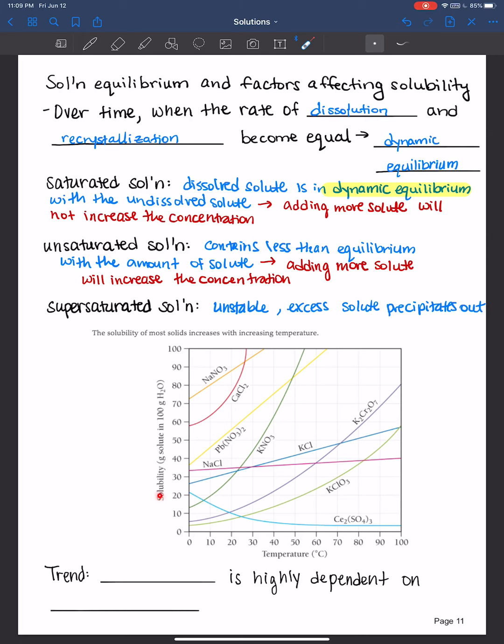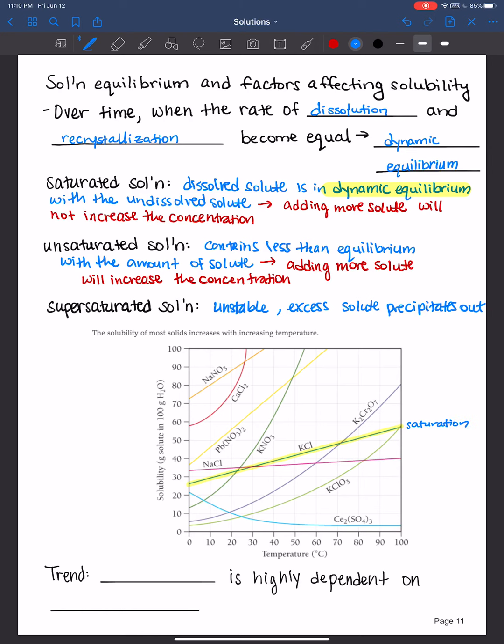So this is solubility. This is the grams of the ionic compound, the solute, in 100 grams of water. And then, like I said, temperature on the x-axis in degrees Celsius. And if, let's say, we look, for example, let me highlight one of the curves. Let me look at potassium chloride. So when you go along that line there, in potassium chloride, that is the saturated solution.